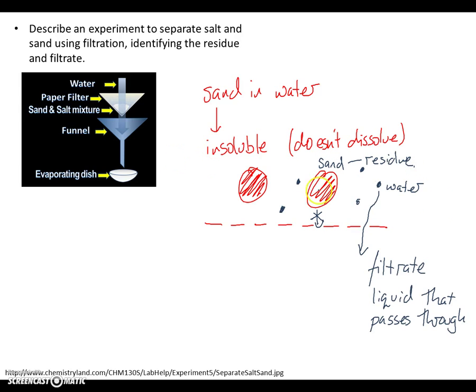So that's one way of separating out mixtures. Another way of doing that is if you just have some sand in the bottom of some water. If you allow the sand to settle at the bottom, then you can just carefully pour off the water, and that's called decanting. And that's another quick way of doing it.